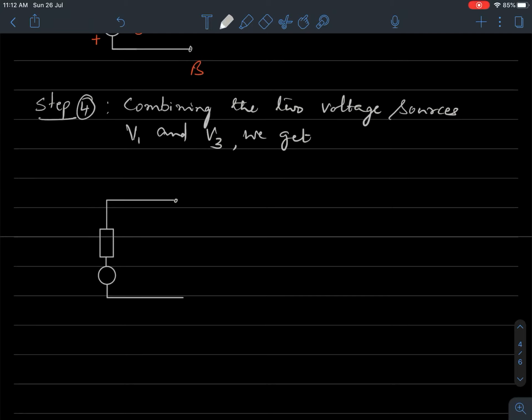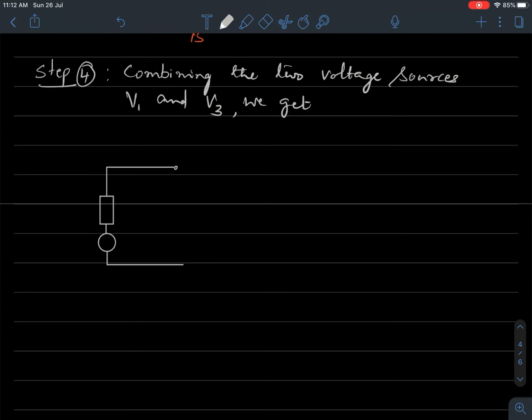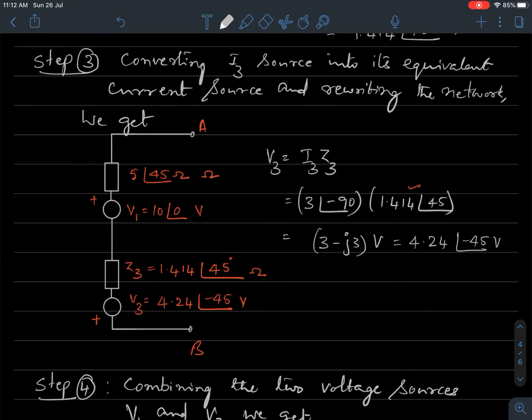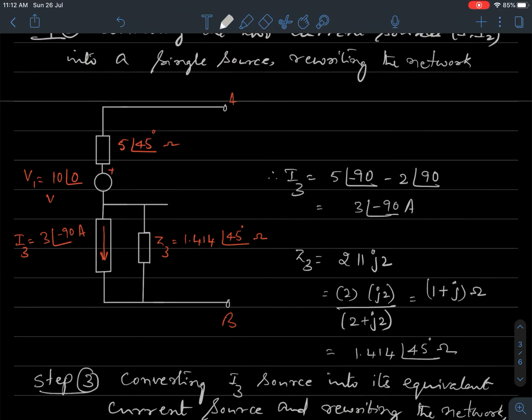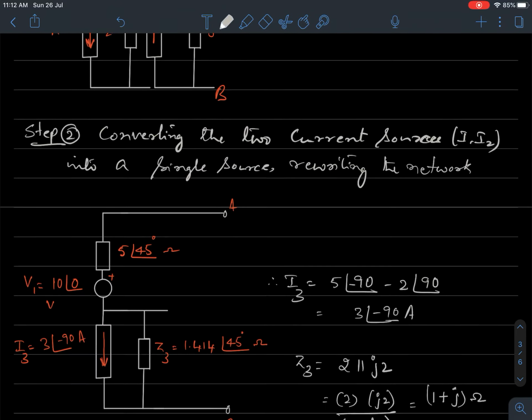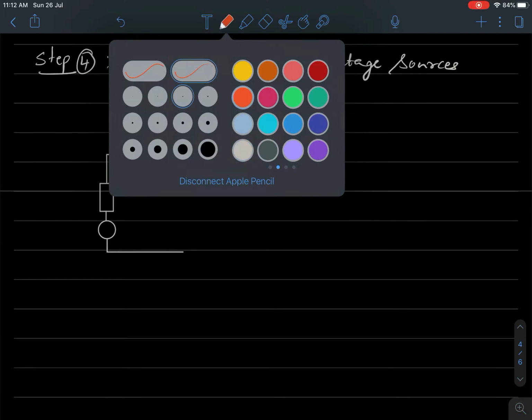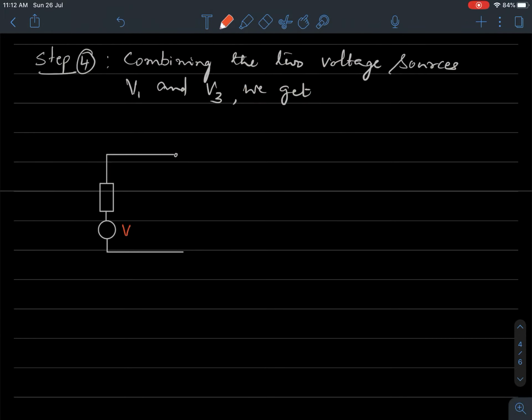I take this a little far. Now for this source, I will have to find out what is the magnitude. Have we called the voltage source V anywhere? We have not called the voltage source V anywhere, so I'll now make this V. I'll call this V and I'll call this Z.